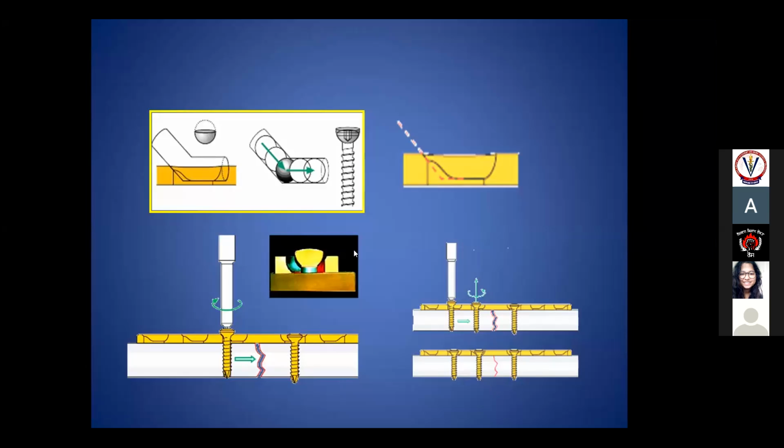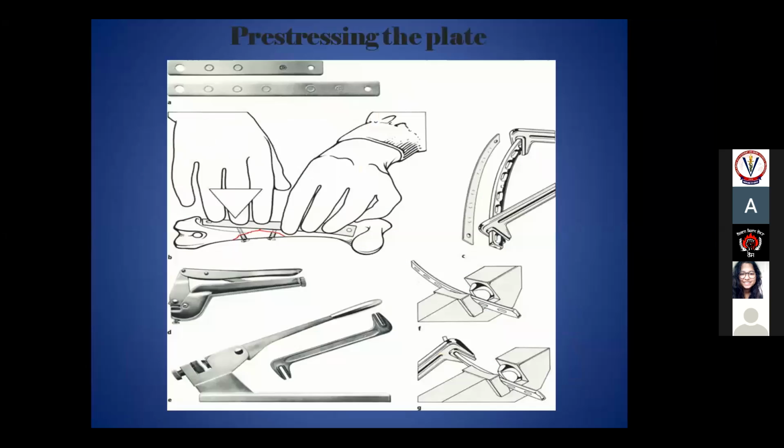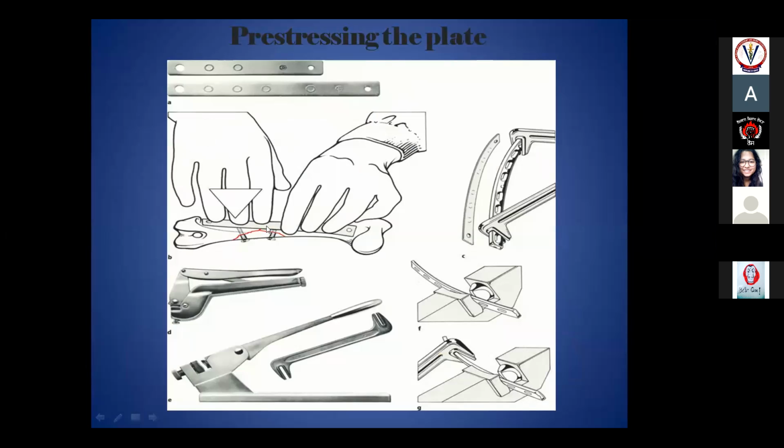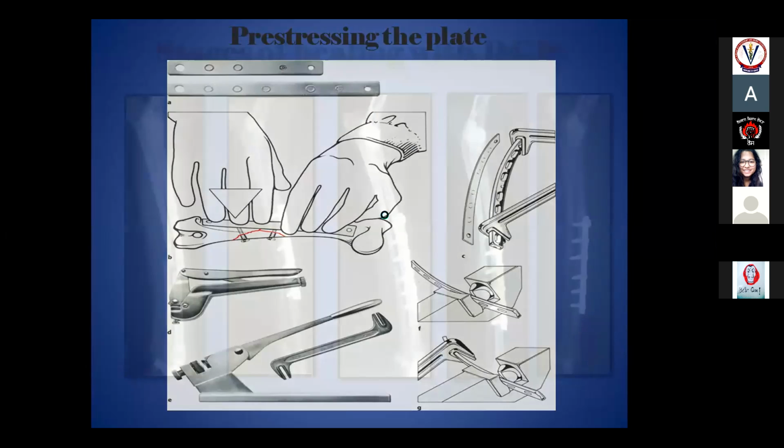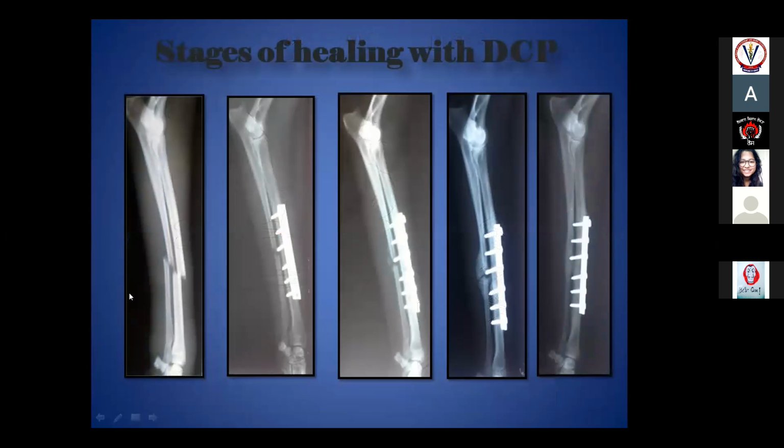Now, if the fracture is stabilized in this position, there won't be any callus formation, and it will heal by primary healing, which will happen much earlier than callus formation. Okay? Now, pre-stressing is nothing but giving a shape to the bone plate before it is applied to the bone. According to the bone contour, the plate is bent and then applied over the bone. So these are stages of healing.